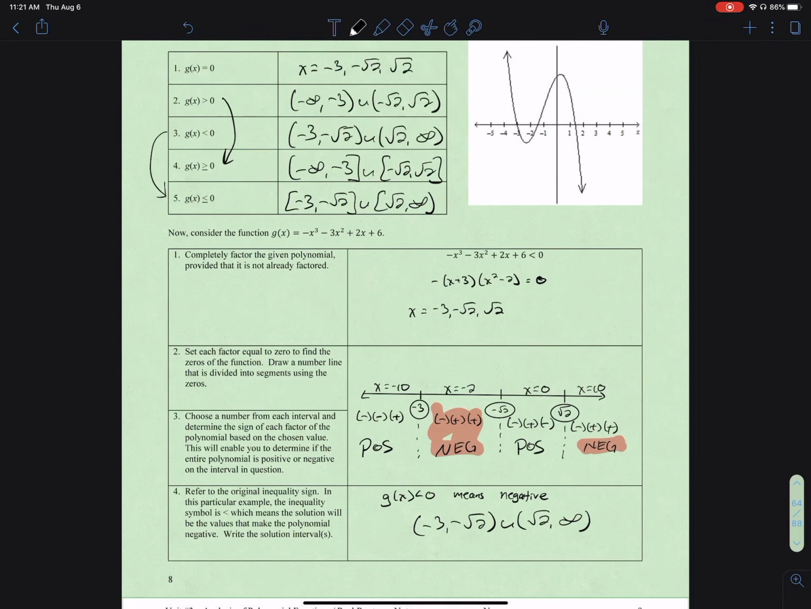Looking at our graph, that all makes sense. I'm going to stop the video here, and I'm going to make another short one that has 2 more examples.